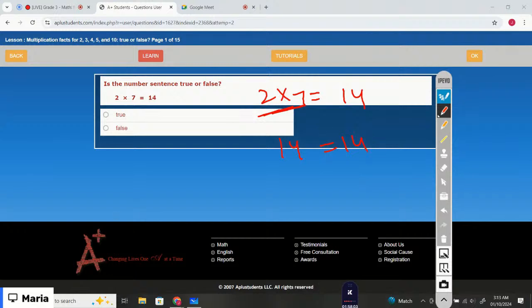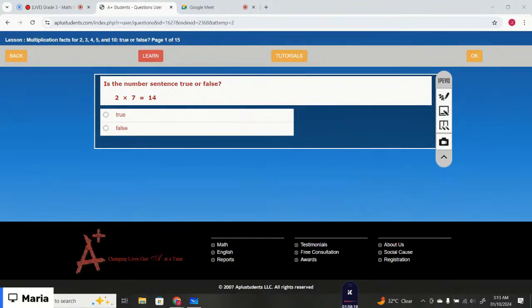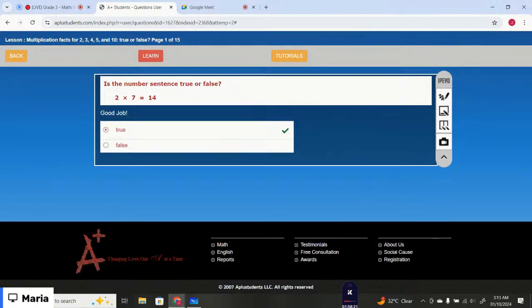And 14 is equal to 14. So is it true or false? Both sides are exactly equal, right? So that is true. Option number 1 is the correct option.